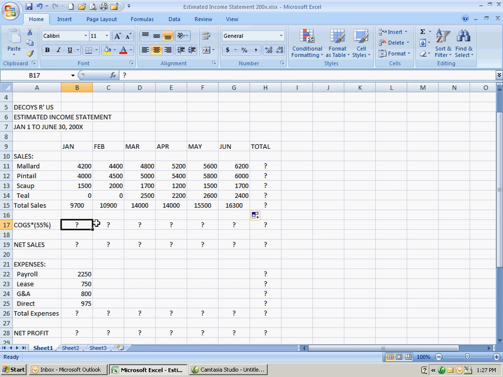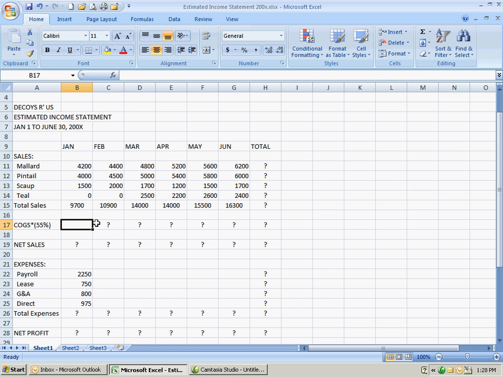All right, put the cursor in B17 and get rid of the question mark. Cost of goods sold is just a way for companies to figure out how much of the production cost, and these people are estimating that it costs them 55% of our sales to make the particular product, and this is part of the expenses. Generally, when you hear the words cost of goods sold, you're going to multiply. So in this case, we're going to multiply 55% times total sales in B15.